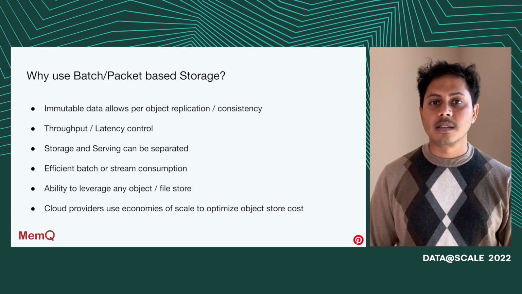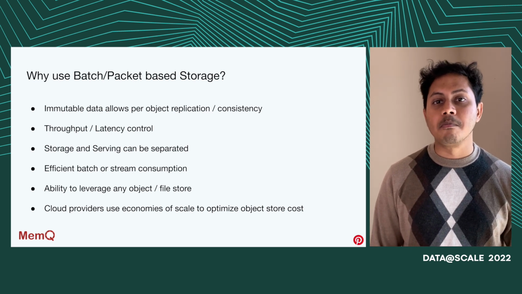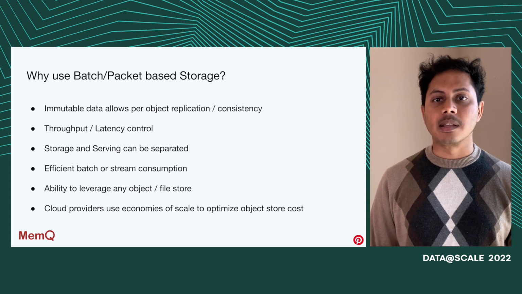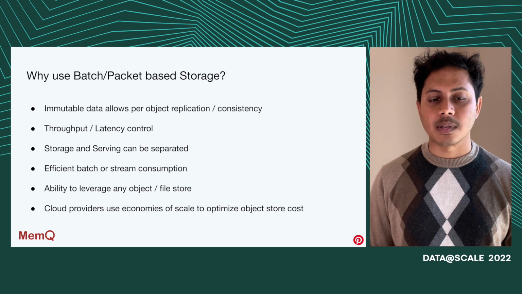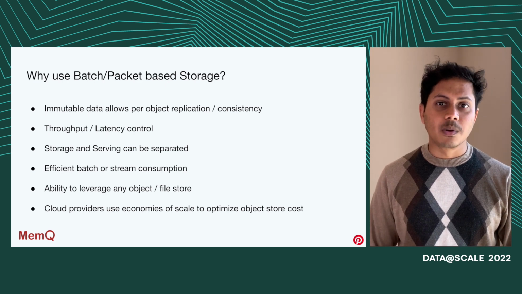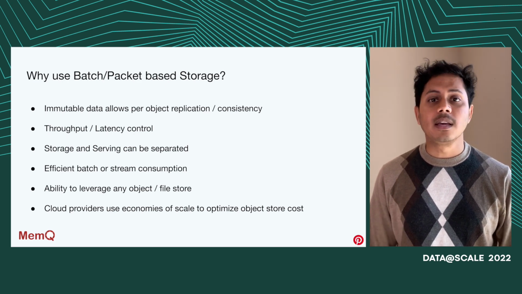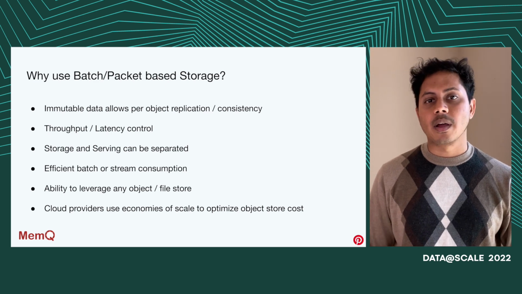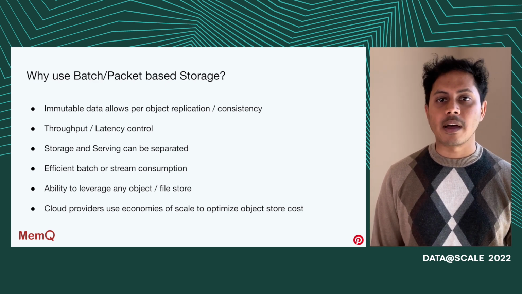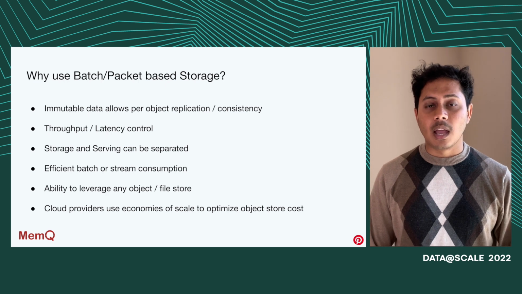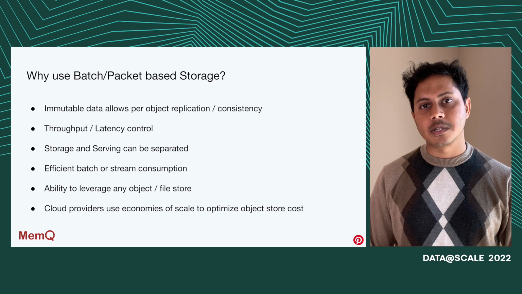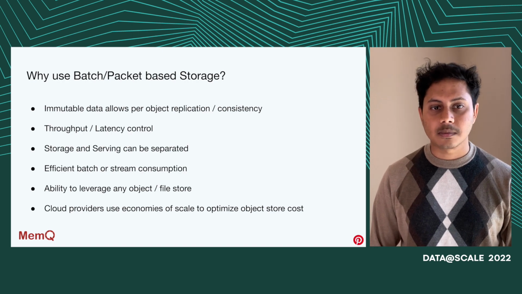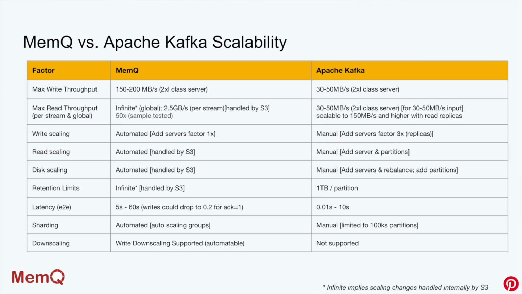And the reason is because we can actually consume batches of data all simultaneously, given that the underlying storage layer, for example, in this case, is Amazon S3. We're also able to leverage object stores or any other file system for that matter, as long as it can take writes on a file or object by object level. And lastly, cloud providers are using economies of scale to optimize storage, and we're able to leverage that out of the box. Let's see how MemQ and Apache Kafka scalability compare.